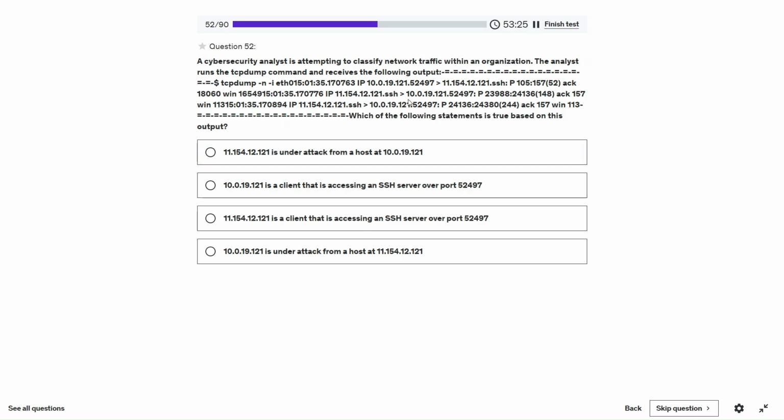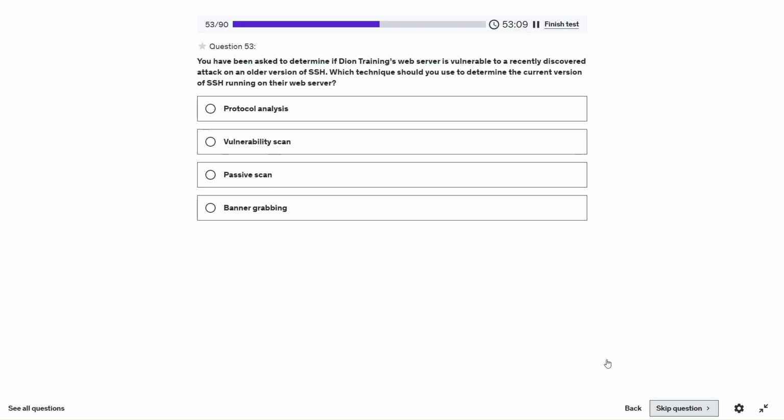So 10 to 1, this one or this one. This one is a client accessing an SSH server over port 52497. Not the port listed here, but yes, this is the right answer.